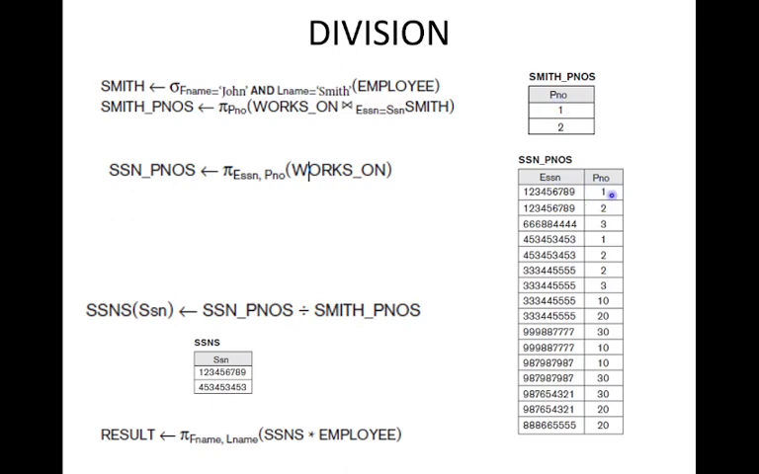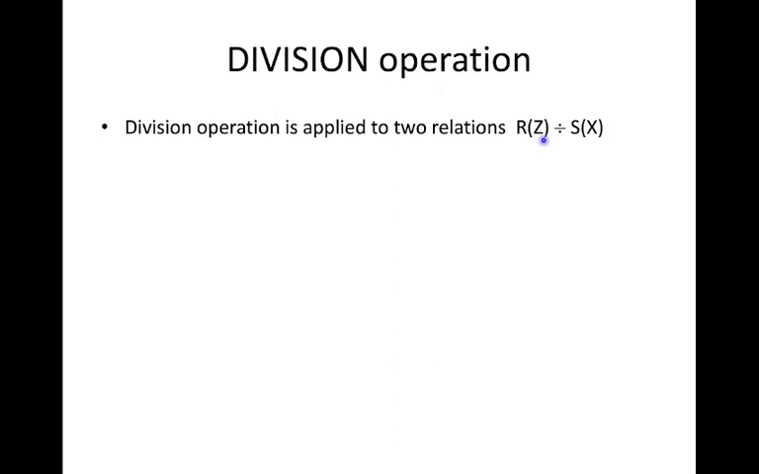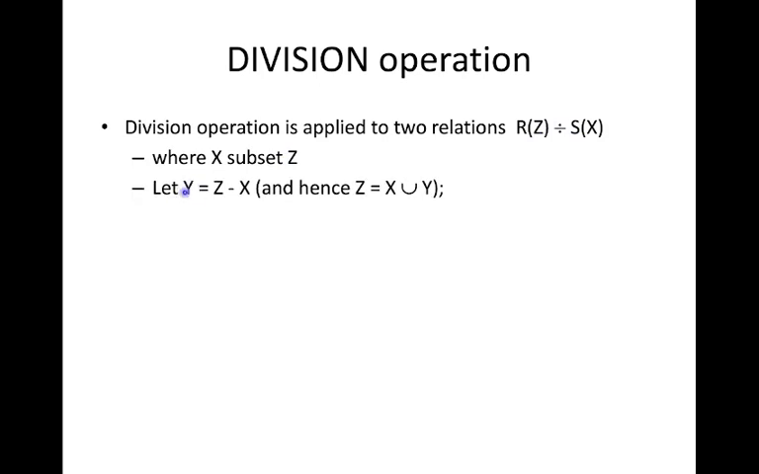So P number is a subset of this. That is why division is possible. So that is important. Here X should be a subset of Z. Then only we can divide that thing. Then let Y be Z minus X.